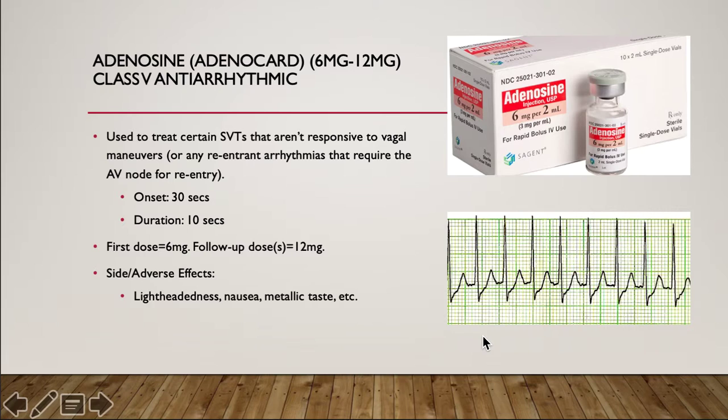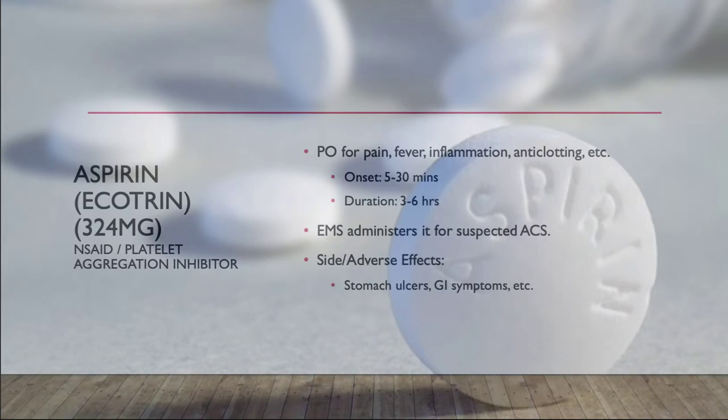All right, back to it. Moving on from adenosine, we're going to move on to aspirin, right? I don't want to spend much time on aspirin. If you're watching this, chances are you're an adult. And if you're not, I don't know how you got onto YouTube to watch this. But anyway, aspirin is such a common medication over the counter. It's PO for pain, fever, inflammation, anti-clotting, etc.